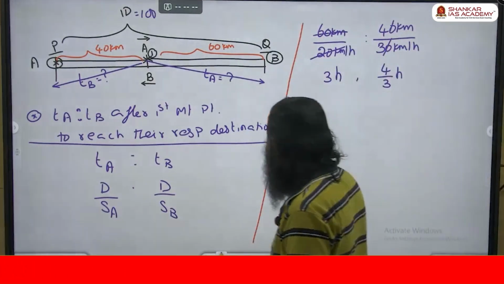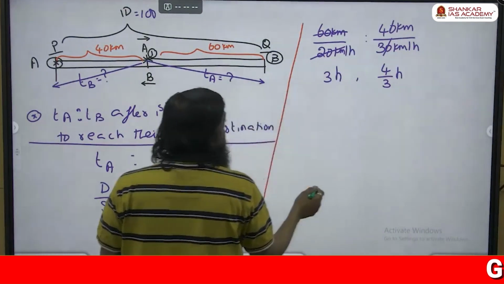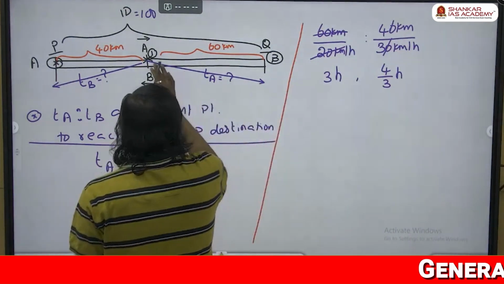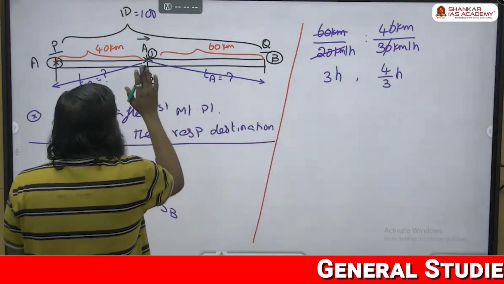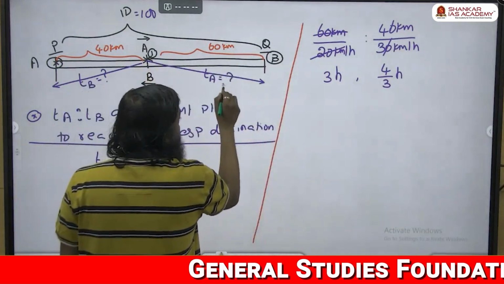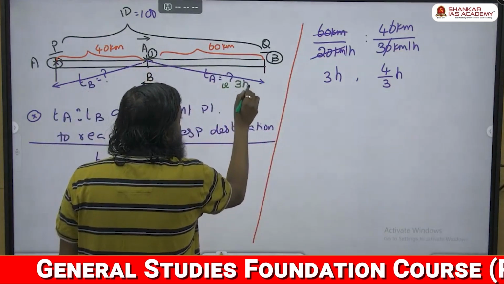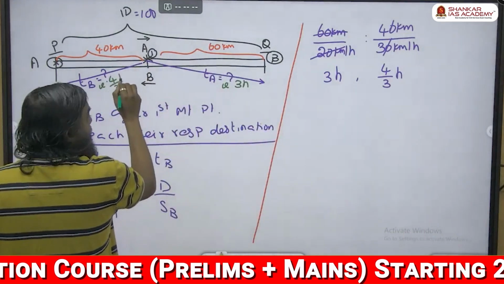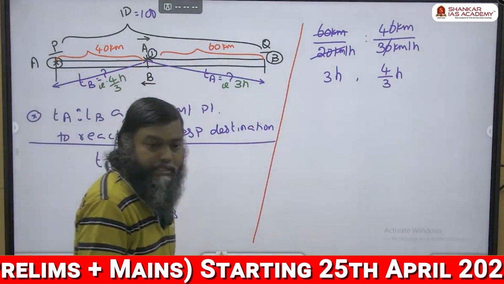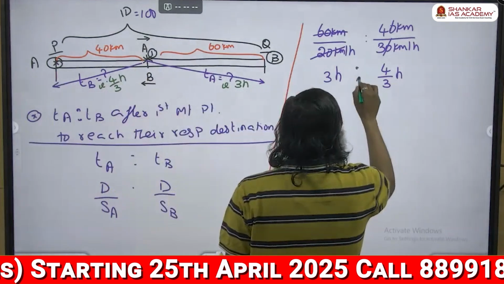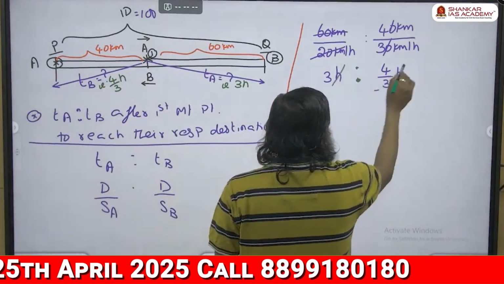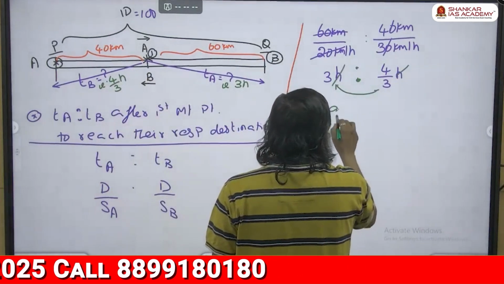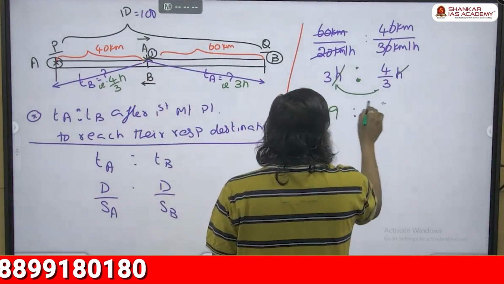What is the meaning of that? The time taken for A after the meeting point to reach its destination is how many hours? 3 hours. What is B? 4 by 3. Understood? Now take the ratio. Cross multiply, hours cancel. Are you understood or not?